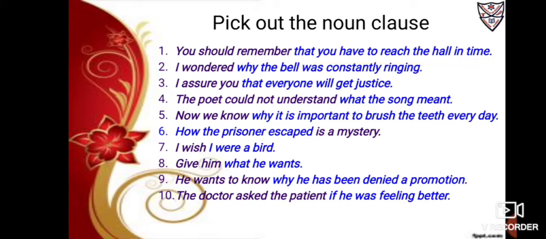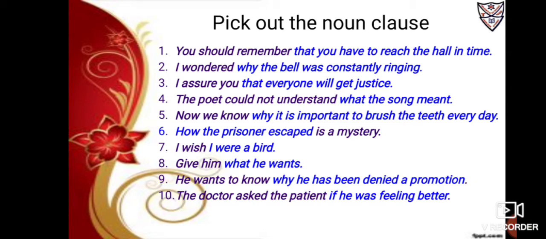I wondered why the bell was constantly ringing. I assure you that everyone will get justice. Okay, the poet could not understand. What did the poet not understand? It's what the song meant. This is the noun clause. Now we know why it is important to brush the teeth every day. What do we know now? So it's why it is important to brush the teeth twice every day.